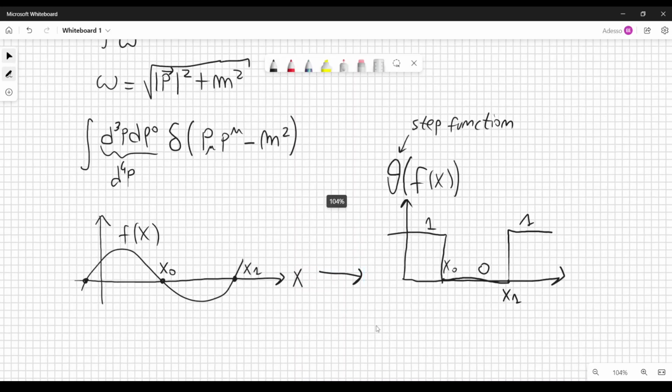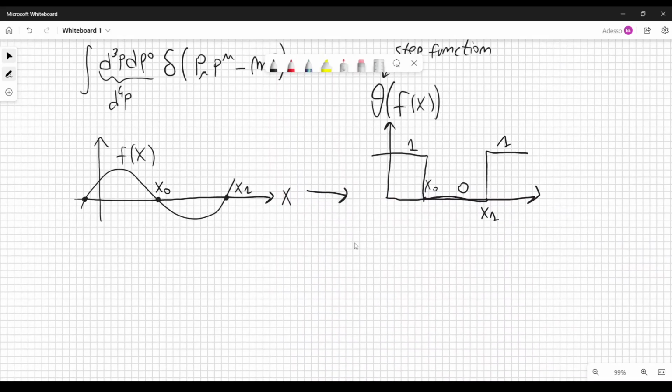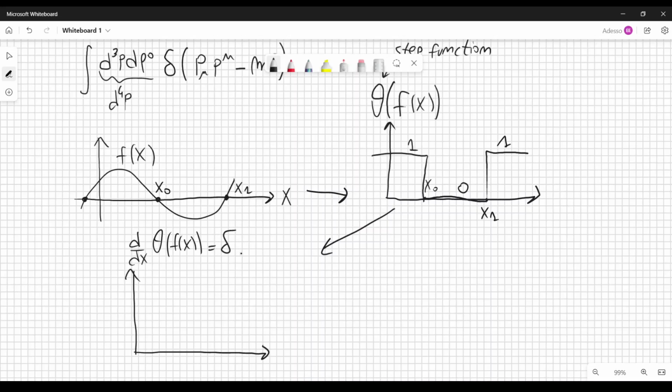Then we're going to do another step, and we're going to sketch another function starting from this graph. In particular, we're going to consider the derivative of this function. So we're going to consider d over dx of theta of f of x. And when we take the derivative of a step function, we're going to get a Dirac delta. So it will be Dirac delta of f of x times f prime of x.